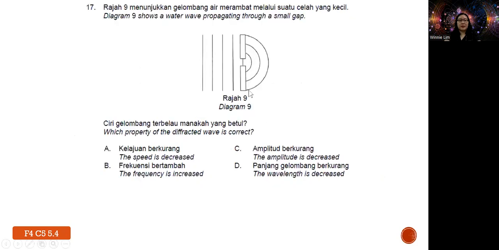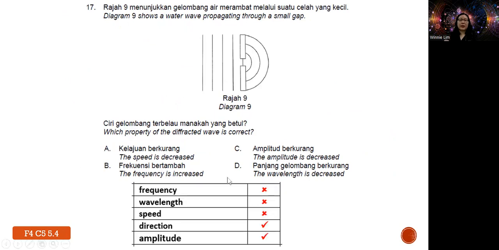Okay, number 17. The diagram shows a water wave propagating through a small gap. Which property of the diffracted wave is correct? Like I mentioned just now, you need to know what will happen after diffraction. In this case, it's kind of similar to the concept of reflection. Frequency, wavelength, speed do not change, only direction changes. And one more, which is amplitude.